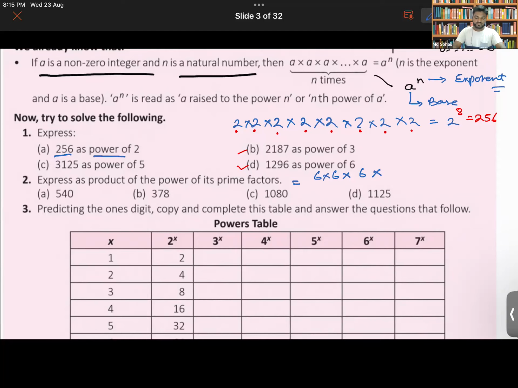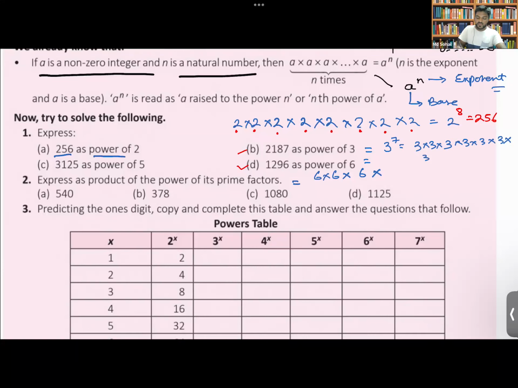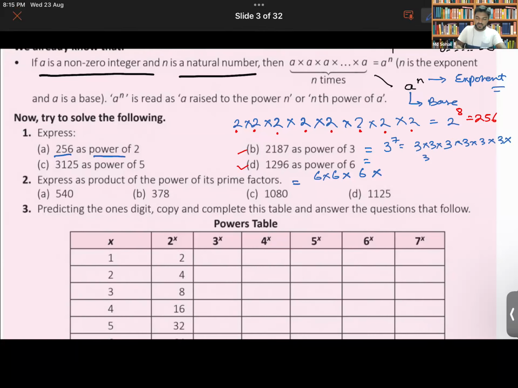Sir, can I answer it? Yeah, the first one, sure. Just answer it. So 3 raised to the power 7 equals 2187. Okay, let's check it. Okay, good. That is correct. Okay, Aram, what about you? Yes, I'm doing.